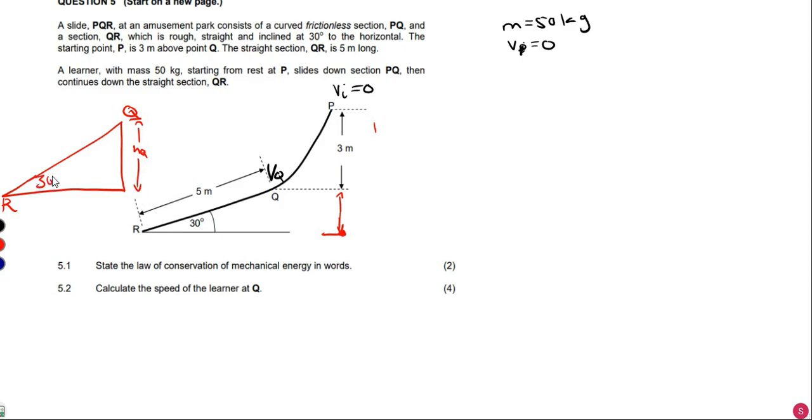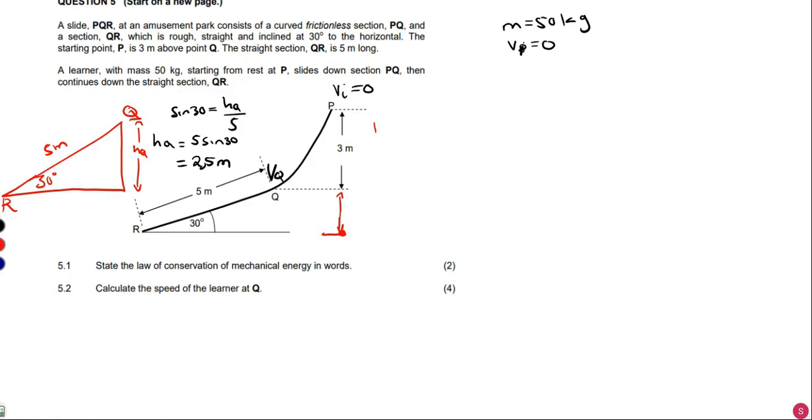So what's this? It's 30 degrees. We are given the hypotenuse, which is 5 meters. If you look at HQ, HQ is actually the opposite side. So we are going to use the sine of that angle. So sine 30 is equal to the opposite, which is HQ, divided by the hypotenuse, which is 5. Multiply both sides by 5. We get that HQ is then equal to 5 multiplied by sine 30, which is then equal to 2,5 meters, right?